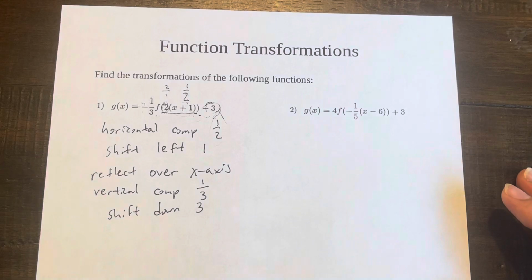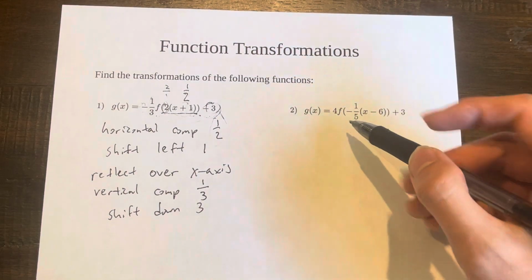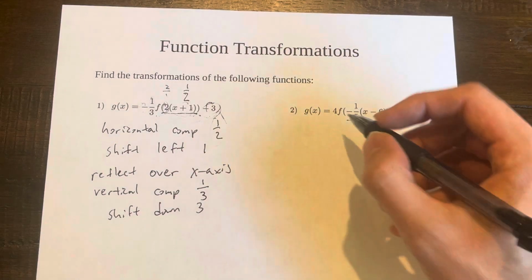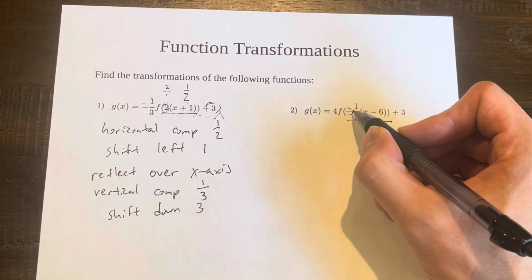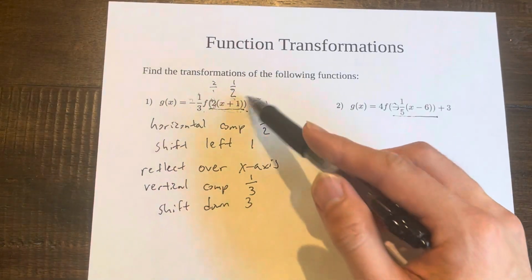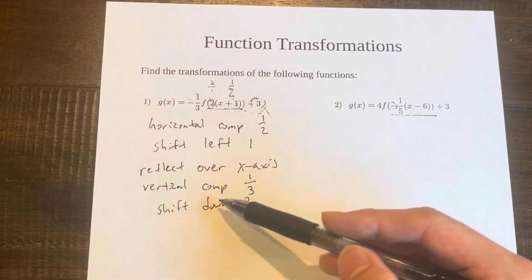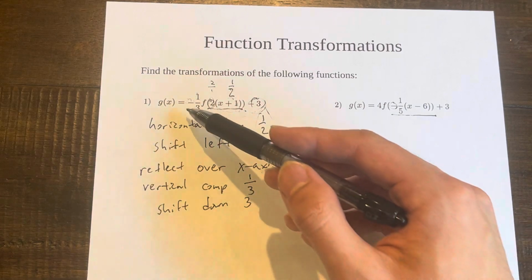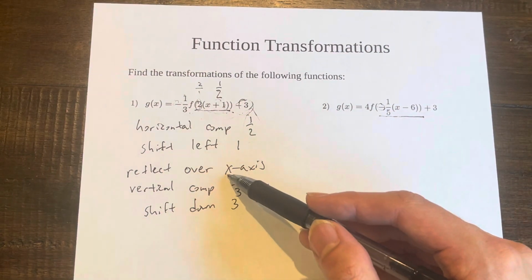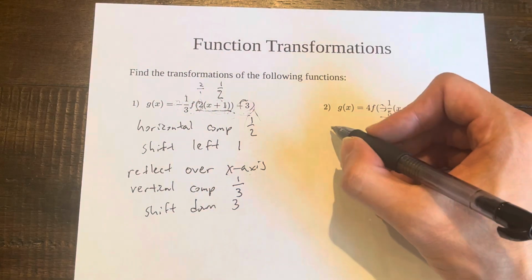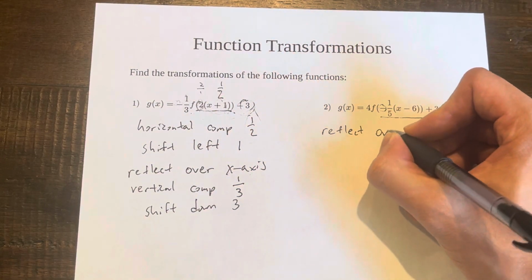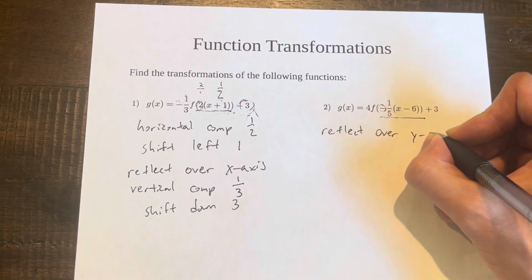So we're going to start from the inside and work our way out. So this negative sign, since the negative sign for the previous problem meant reflecting over the x-axis because it was outside of the parentheses, if we're inside the parentheses, we just change the x to a y. So it's going to be reflect over y-axis.